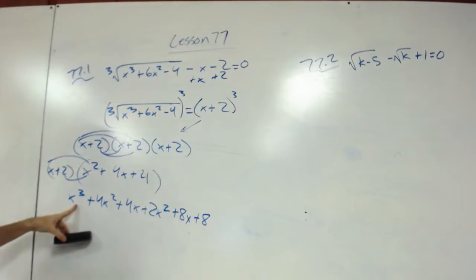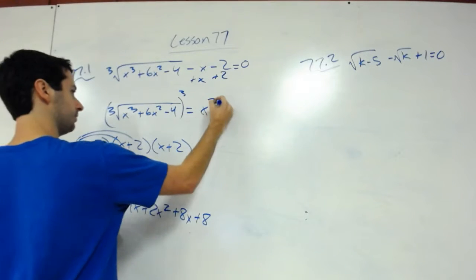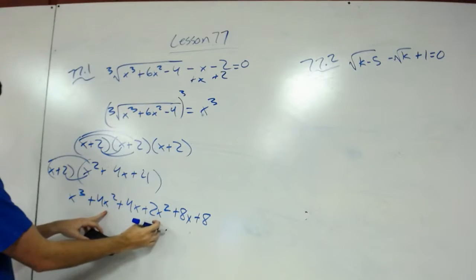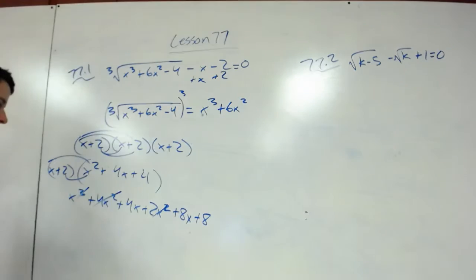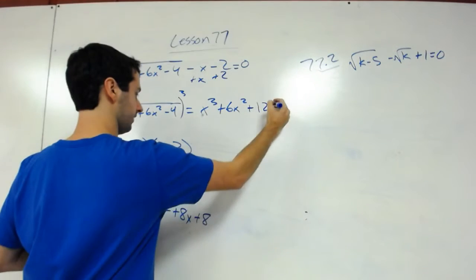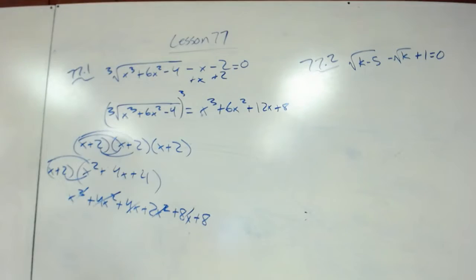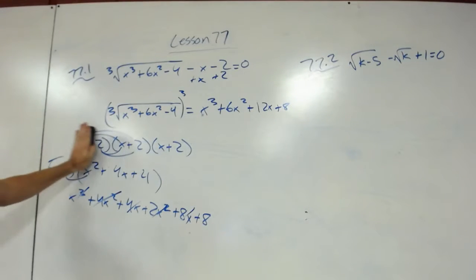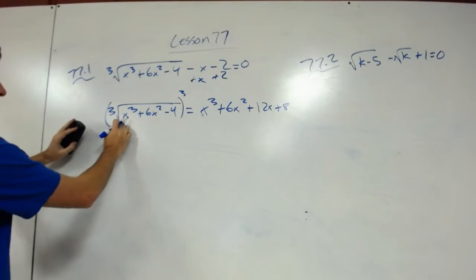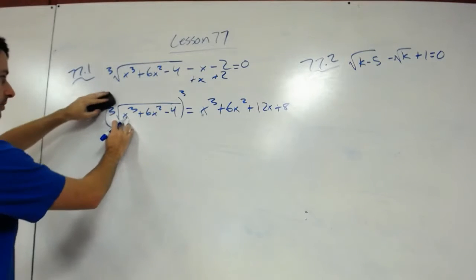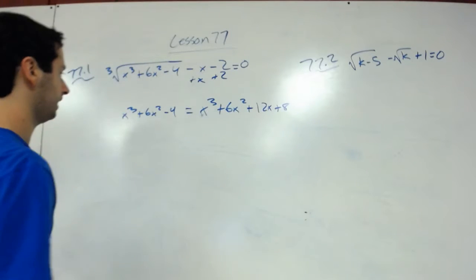Simplify. All this here becomes x cubed. 4x squared plus 2x squared is 6x squared. 4x and 8x is 12x. And we get 8. Okay, we did all that. We should know how to do that. Now from here, this has now been canceled because of the cubed sign. And now we can simplify.